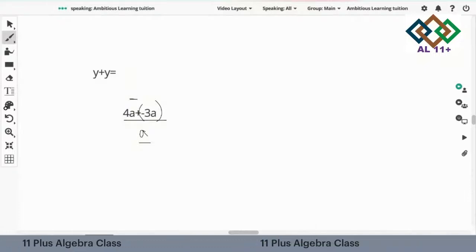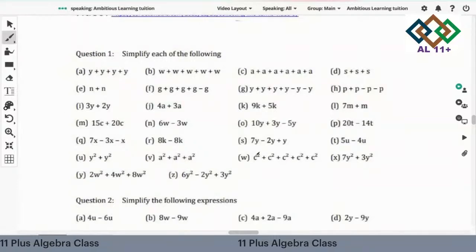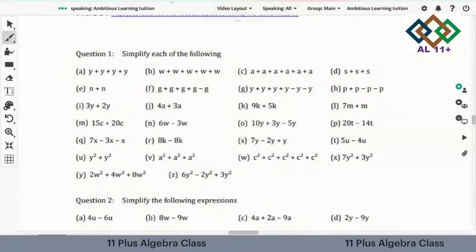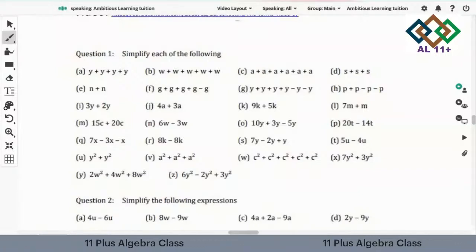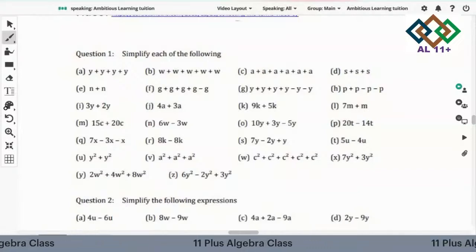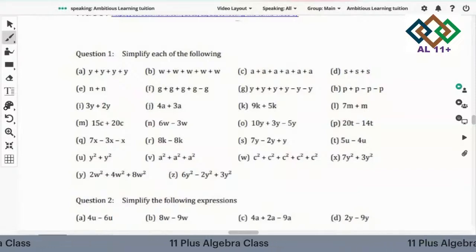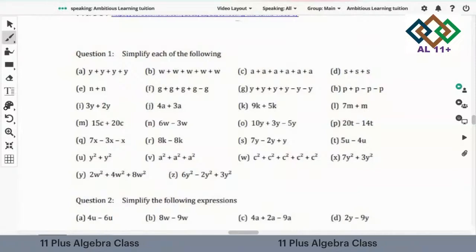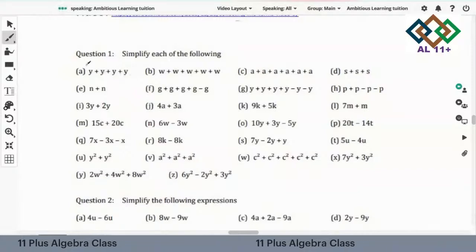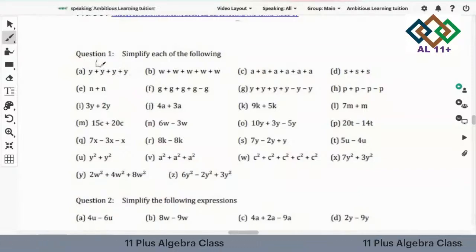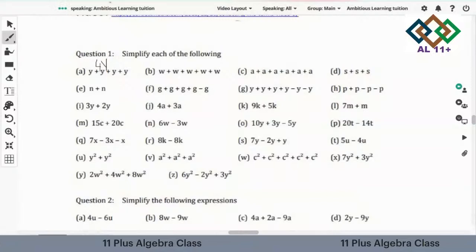So let's get started with the sheet now. Here is your sheet. Remember what we did in the examples. What do you think could be the first one? You have y plus y plus y plus y. You need to count how many y's you have for number 1, then add them up and give your answer. That would be 4y. I'll write the answers on top for you. That's 4y for this one.